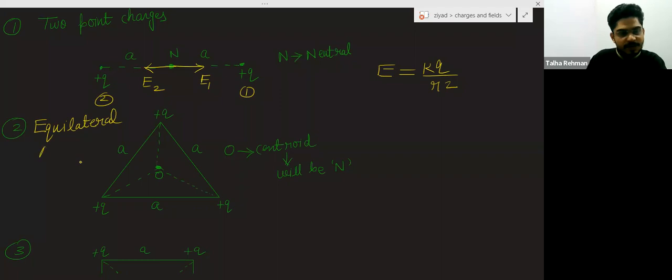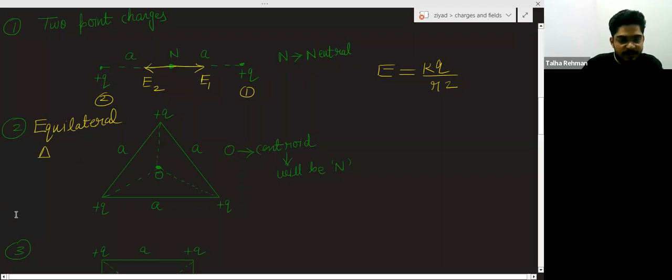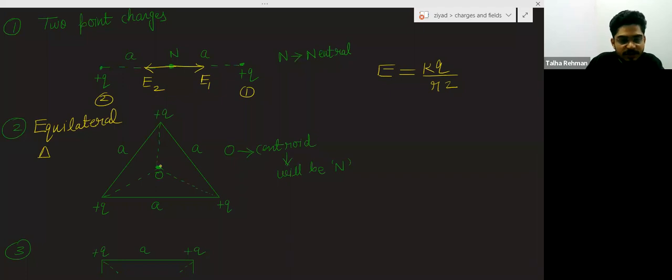So in case of the equilateral triangle, this distance and this distance will be equal. So at the centroid, you will get the neutral point. Why? Because due to this charge, the electric field will be in this direction. Due to this charge, the electric field will be in this direction. Due to this charge, the electric field will be in this direction.